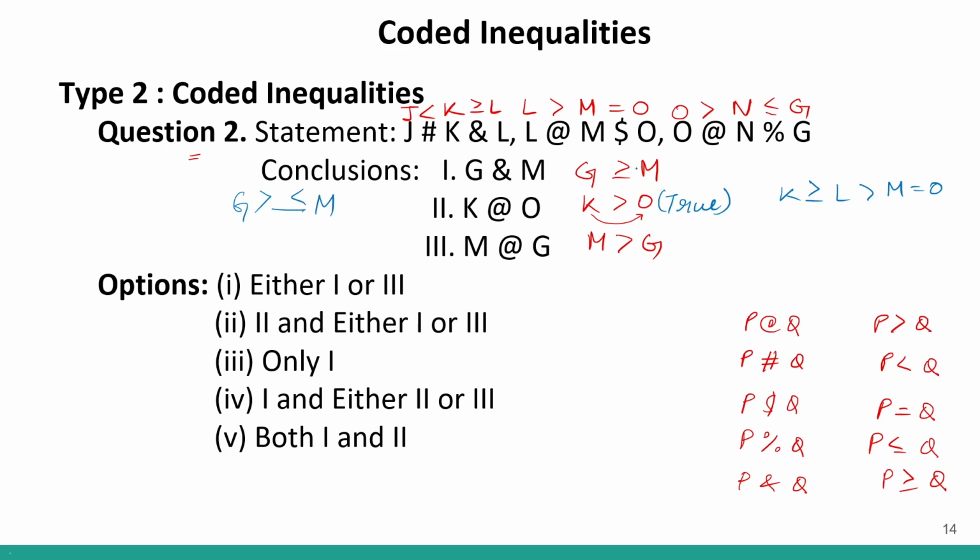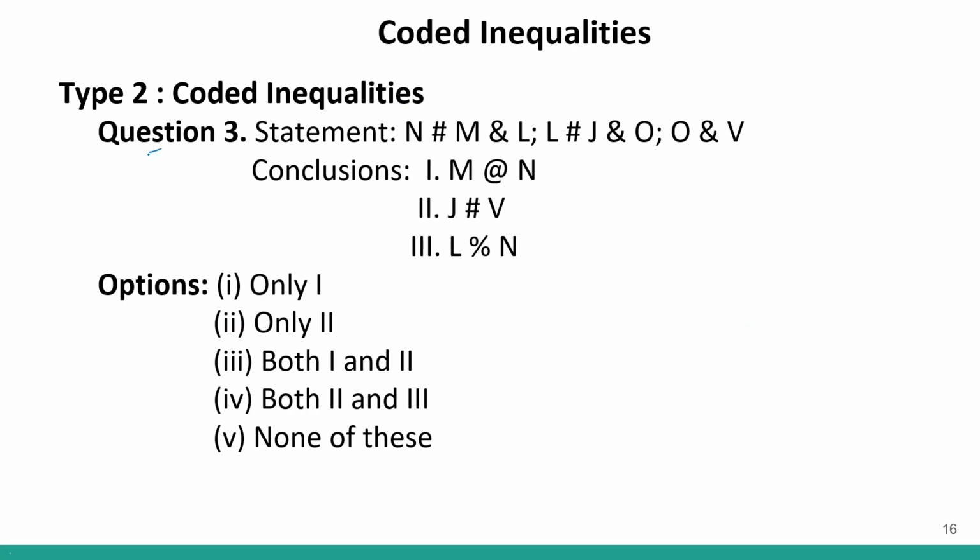So it could be either option 1 or option number 3. So basically either 1 or 3 could be true. Correct? Either 1 or 3 could be true. So my answer will be option number 2, which says 2 and either 1 or 3. Correct? Moving on to question number 3.